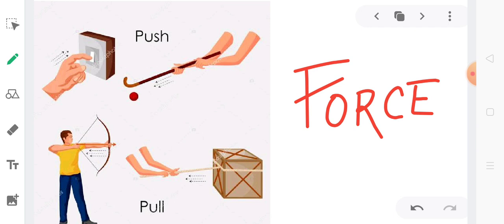Now if you remember the question that was asked on the very first page of this presentation, what produces motion? So force is responsible for producing motion, or rather I should say force is the external agency that tries to produce motion in objects.